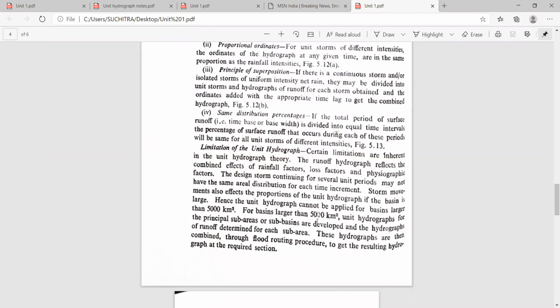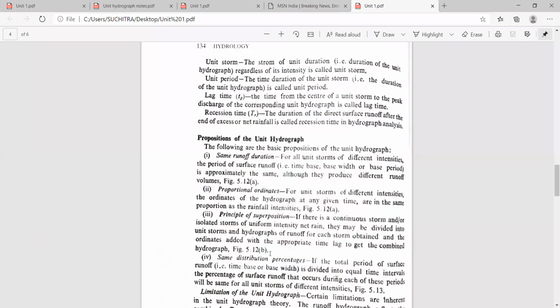For basins larger than 5,000 kilometers, unit hydrographs for principal sub-areas or sub-basins are developed, and the hydrographs of runoff determined for each of these sub-areas. These hydrographs can be combined through the principle of superposition, or by the flood routing method, to get the resulting hydrograph at the required section or place. So these are some of the assumptions and limitations of unit hydrograph theory.